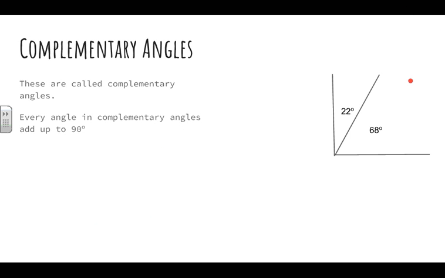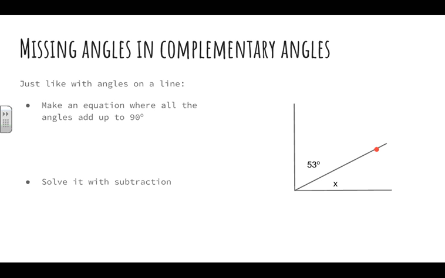All right, moving on. Okay, here's another type of angle relationship that we need to know, complementary angles. They add up to 90 degrees. So here's a pair of complementary angles. When you add them up, you get 90. 22 and 68 equals 90. All right, so we can use this just like we did the 180 degree relationship.